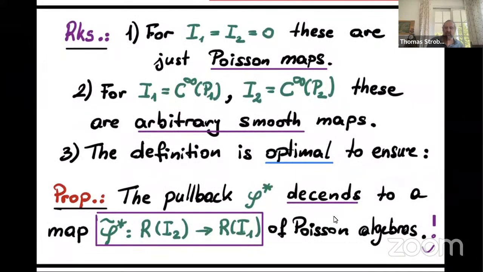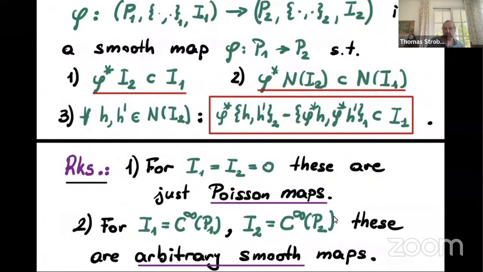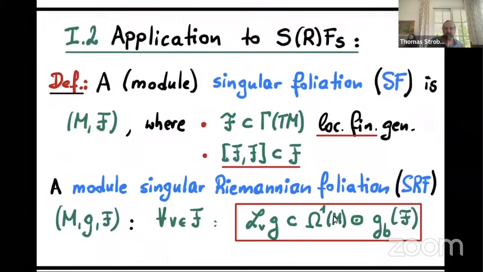So this definition, on the other hand, is optimal in the following sense, namely that the pullback phi star induces a morphism of the reduced Poisson algebras. So the first two conditions are needed, such that this even does define such a map, and since the quotient by I1, this becomes a Poisson map. Okay, so this is the first part of the first half.